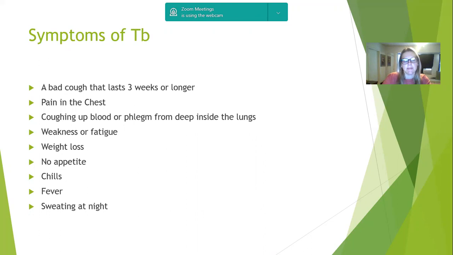Symptoms of TB. A bad cough that lasts 3 weeks or longer, pain in the chest, coughing up blood or phlegm from deep inside the lungs, weakness or fatigue, weight loss, no appetite or loss of a normal appetite, chills, fever, and sweating at night.